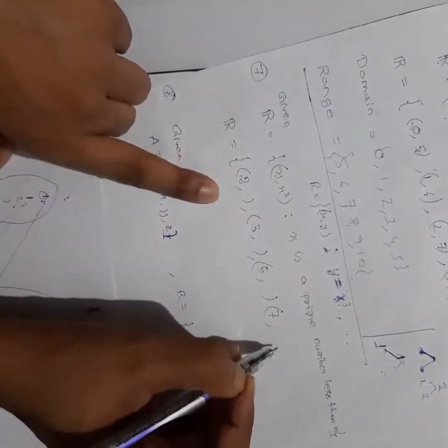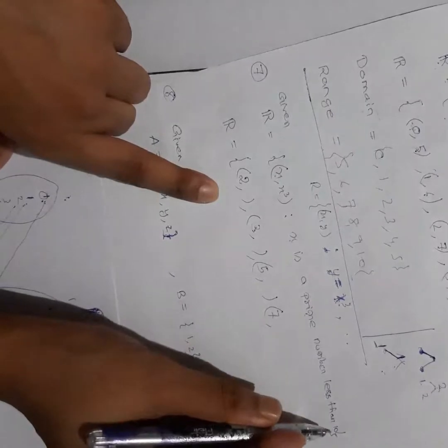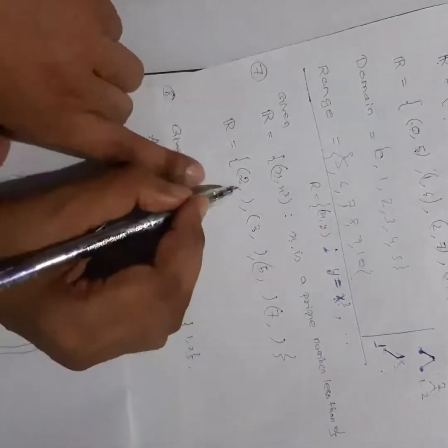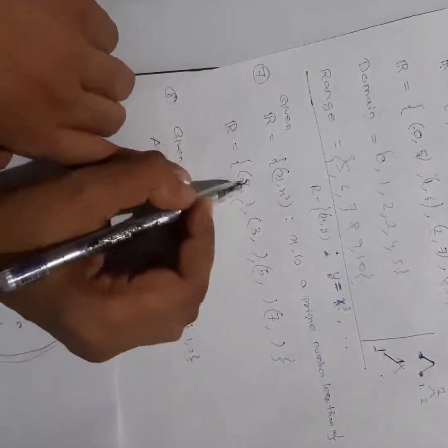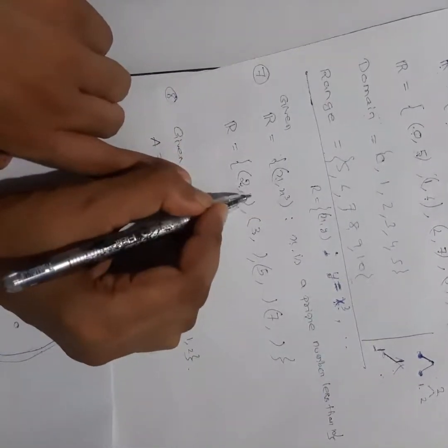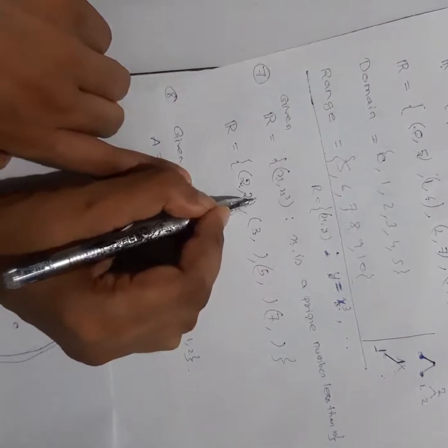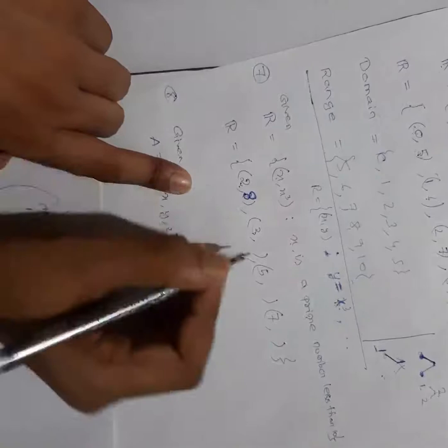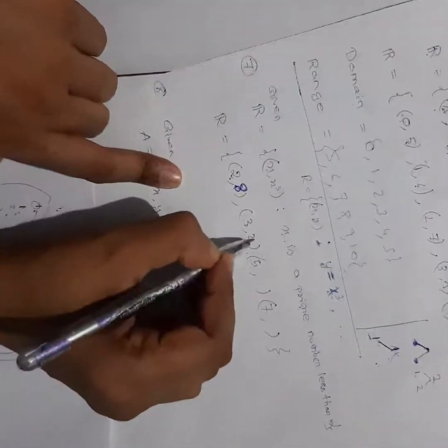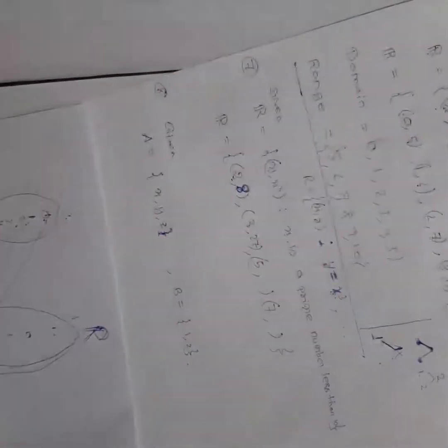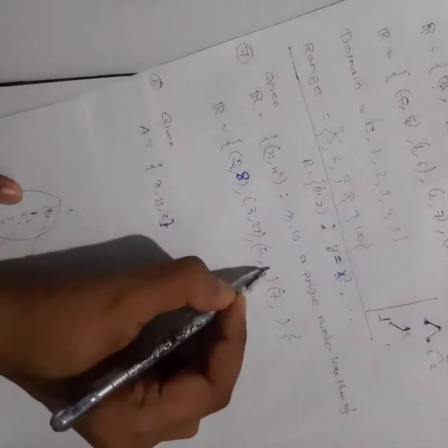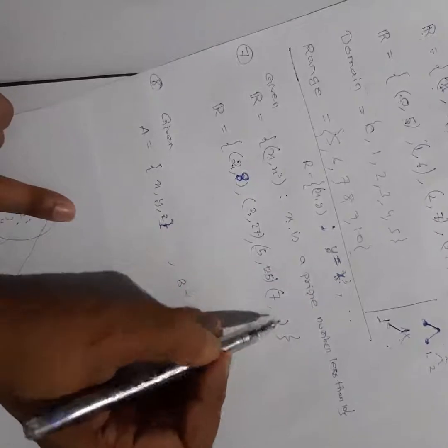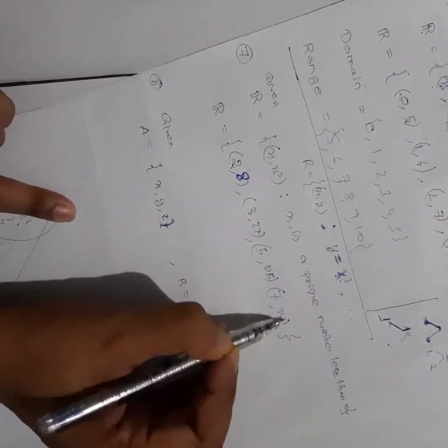After that 11, but 11 I cannot take. Why? Because they have said x is a prime number less than 10. Okay, so 2, 3, 5, 7 only. So if this is 2, this will be how much? 2 cube. I can write here 2 cube, or you can write directly 8 here. Okay, this will be 3 cube, that is 27. 5 cube, that is 125. Okay, and then 7 cube, 343.